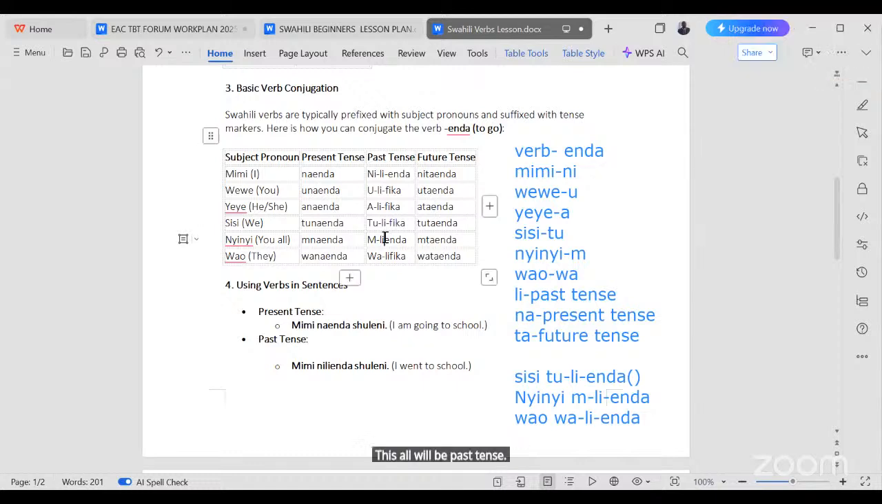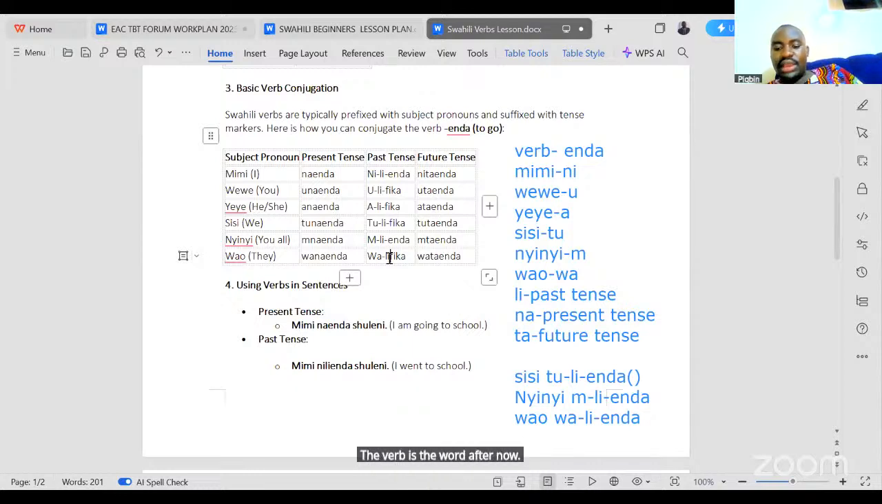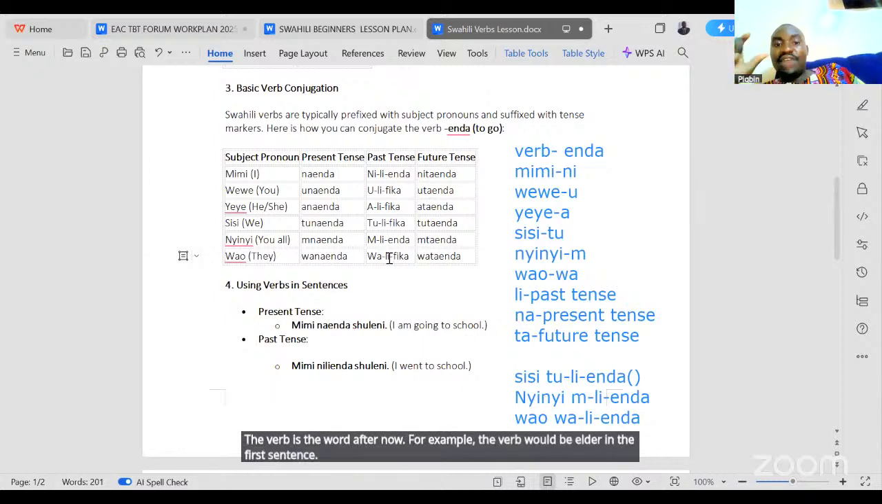The verb is the word after the li. For example, here, the verb would be enda in the first sentence. That is the verb go.